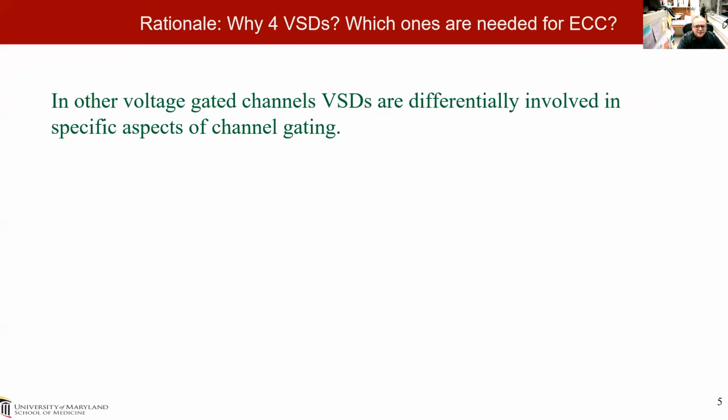So why four voltage sensor domains? Which ones are needed for excitation-contraction coupling? In several members of the voltage-gated ion channel family, individual voltage sensor domains appear to be differentially involved in specific aspects of channel gating. Pioneer studies of the Isacoff, Bezanilla, and Correa laboratories have evaluated voltage sensing domain functions of several voltage-gated ion channels using voltage clamp fluorometry and a heterologous model system.